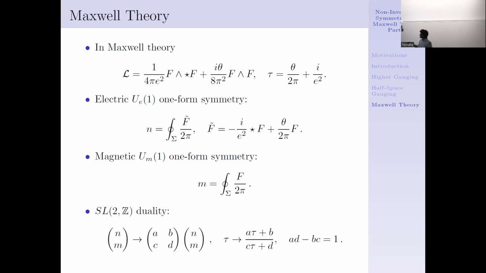Maxwell theory also has an SL2Z duality group, which acts on the electromagnetic charges n and m in this way, and on the couplings like this.